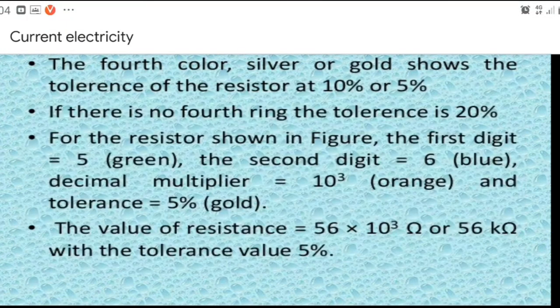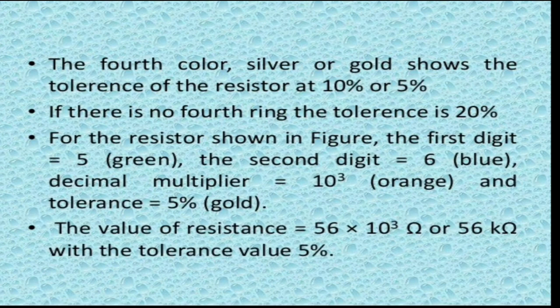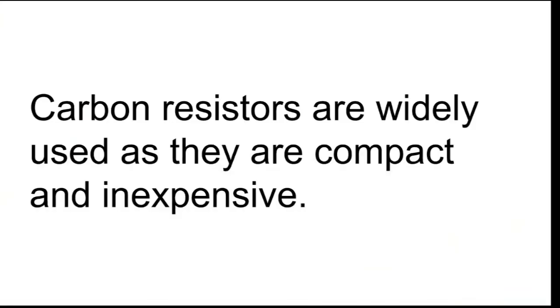So in the previous example, we have the value 56 into 10 cube with a tolerance of 5%. Hope it is clear. So don't forget, BB Roy of Great Britain has very good why. Carbon resistors are widely used. Nowadays carbon resistors have undergone reduction in size again and again with the invention of nanotechnology, smaller than the tip of a pin. But the carbon resistors which we use, because we need to see them with the naked eye, need some size. So in usual practice for making circuits, we'll be using these carbon resistors.